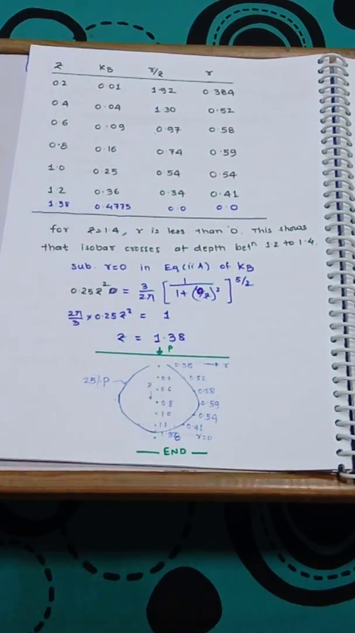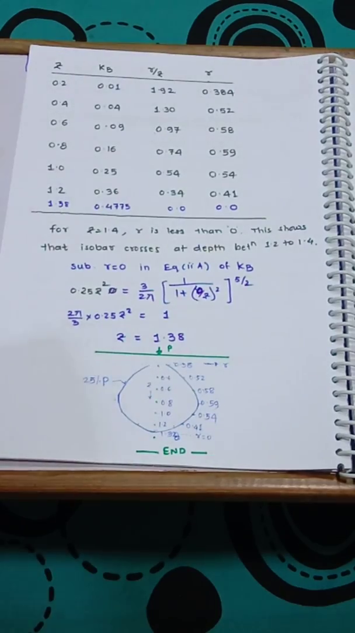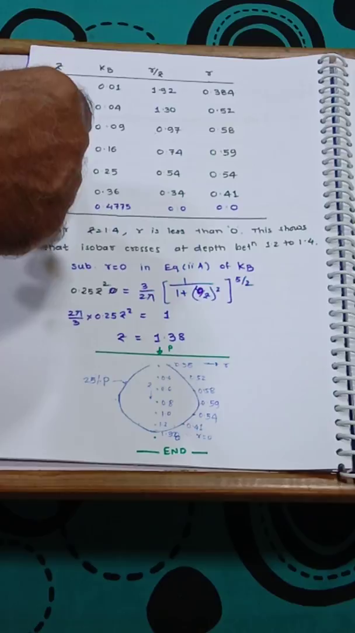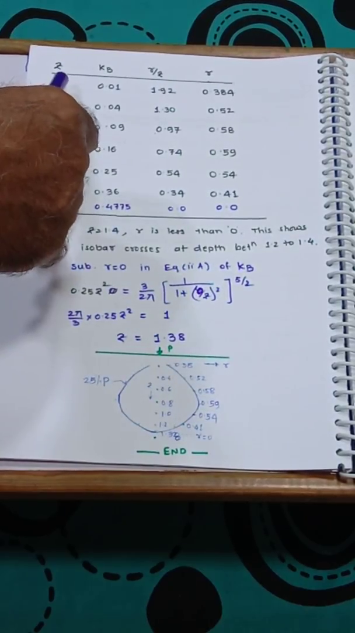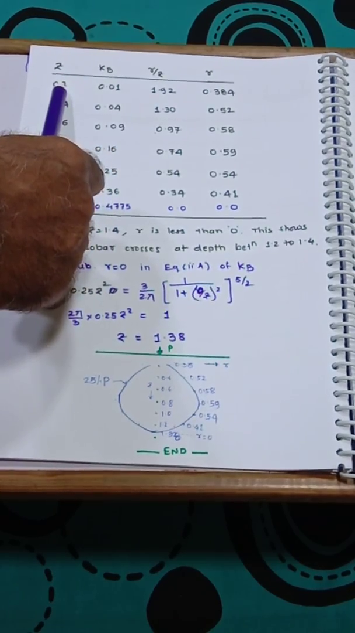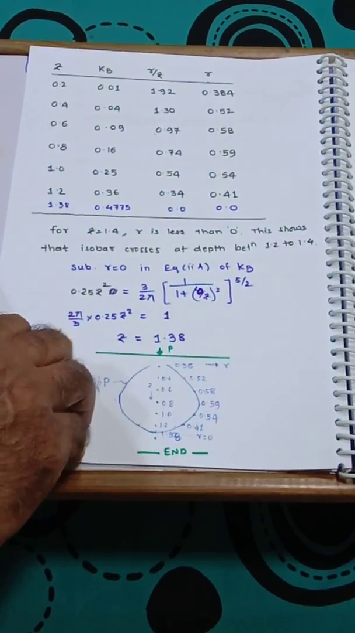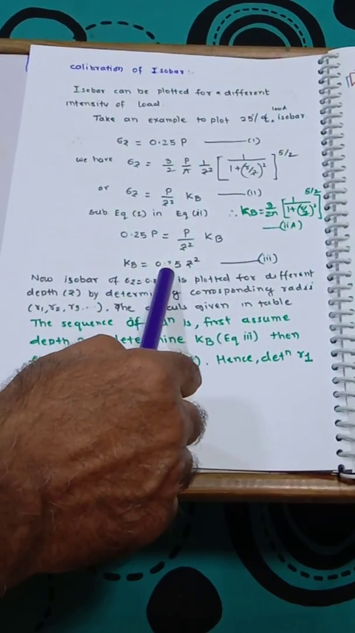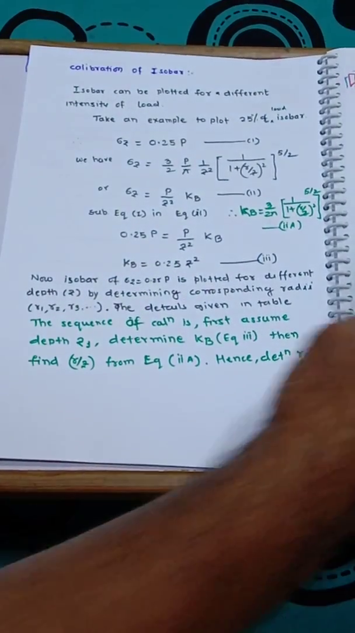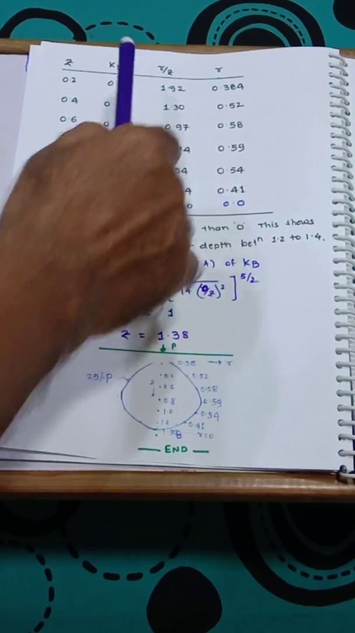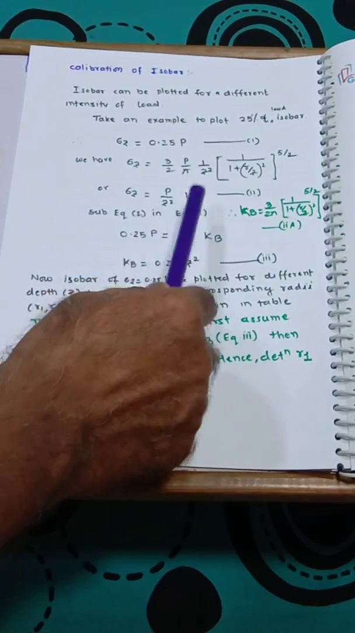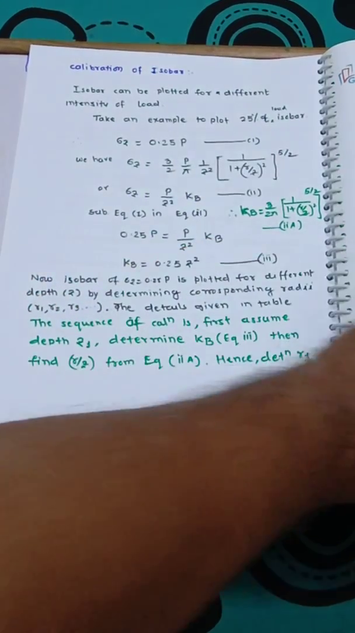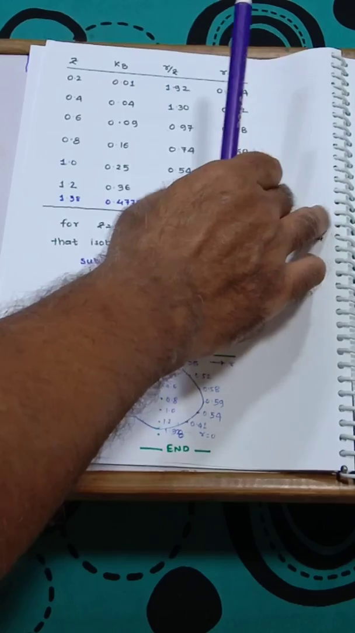We know what happened at 0, which was earlier: it cannot be plotted directly. So take a depth Z greater than 0, at any close interval. Let us say take 0.2. Then substituting in the equation of KB, I got the value of 0.01. Then substituting this KB in the equation of sigma Z, I get the value of sigma Z.